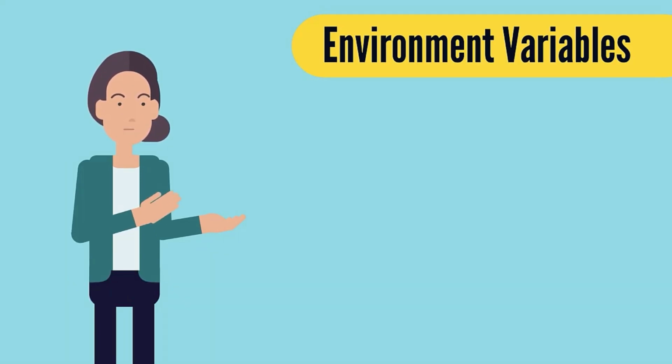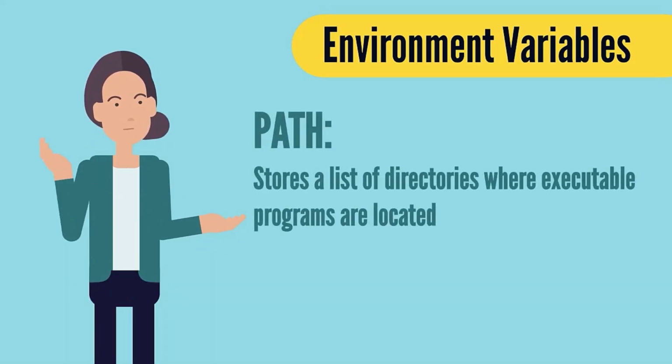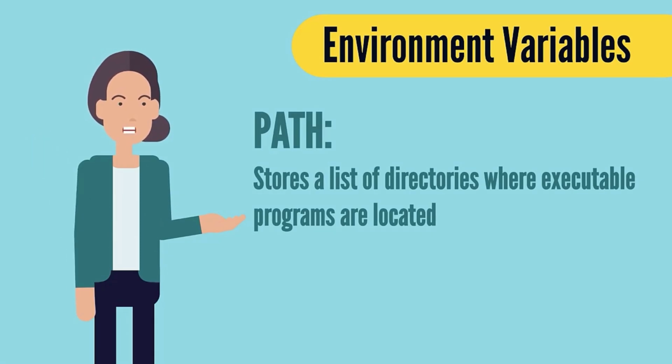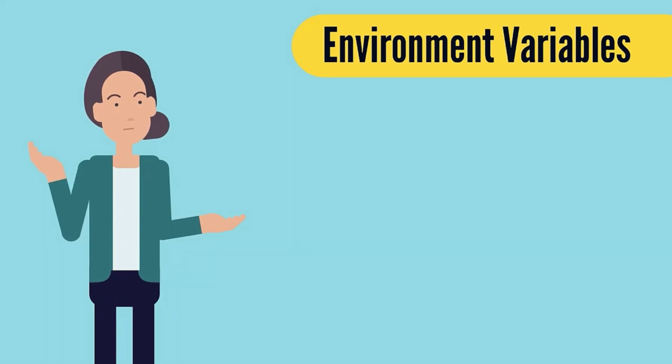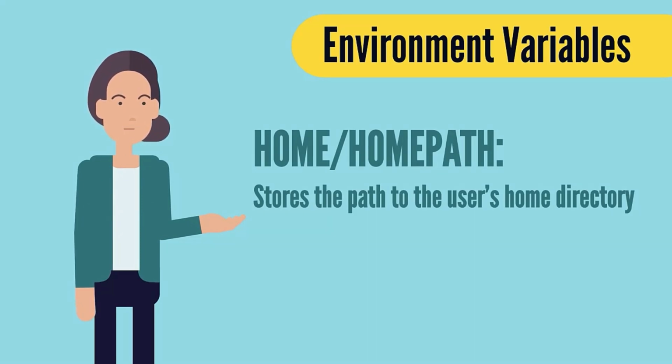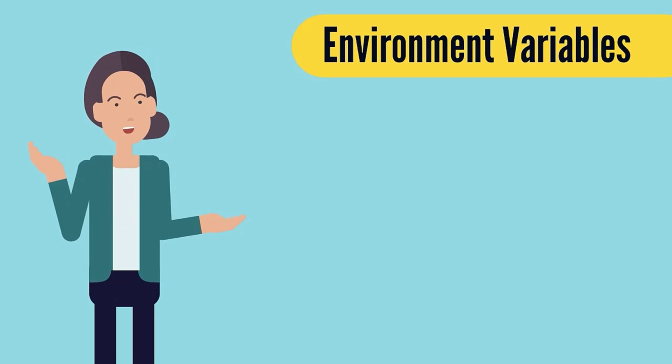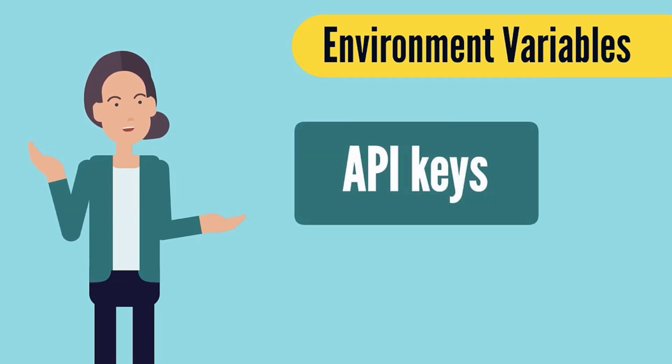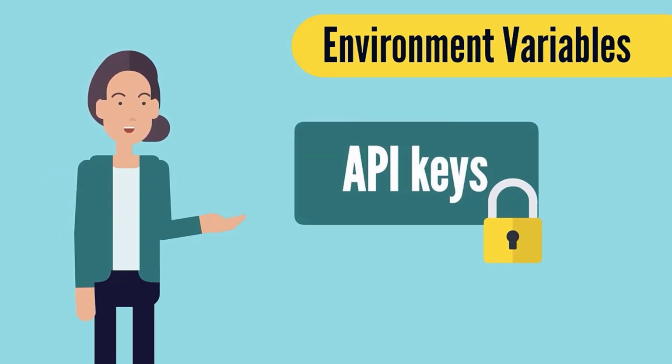A classic example is the path environment variable, which stores a list of directories where executable programs are located, enabling the operating system to find these programs when needed. Another typical example is the home or home path environment variable, storing the path to the user's home directory. Environment variables are essential for protecting such sensitive data as API keys.